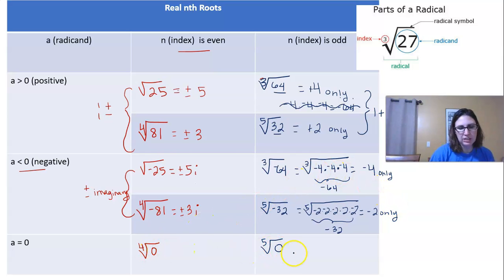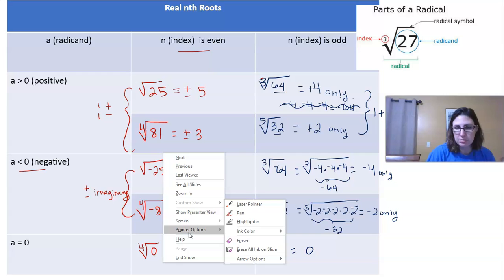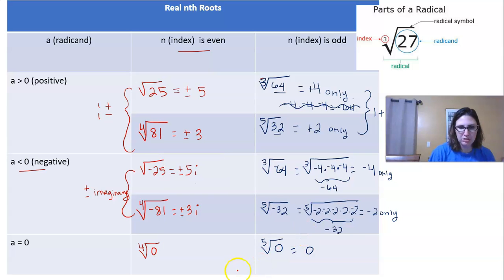Okay, and then last but not least, it shouldn't really matter here. You know the fifth root of 0 should give you 0, one solution. And also over here, the fourth root of 0, it doesn't really matter what the root is. 0 times 0 times 0 times 0 times 0 times 0 times 0 times 0 is always 0, right? So in this case, it wouldn't really matter. Either way, you're just going to get one solution. It's just going to be 0.